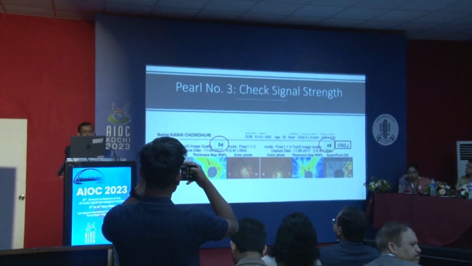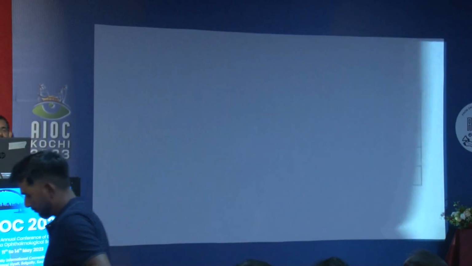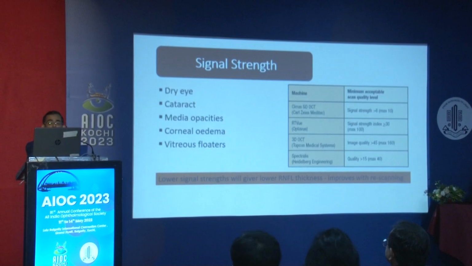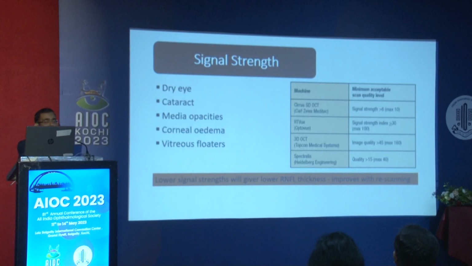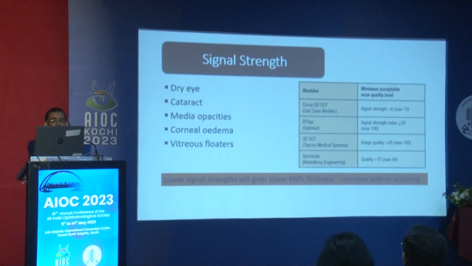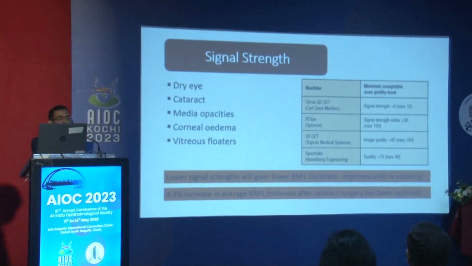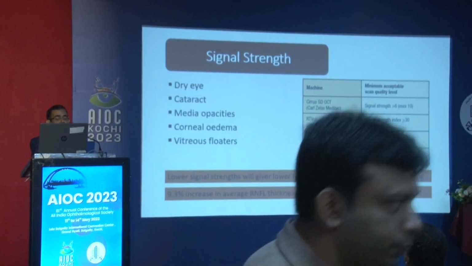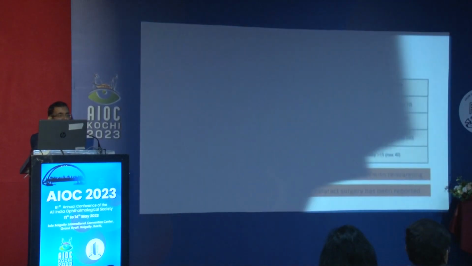Next, we must check the signal strength. Each manufacturer has a minimal acceptable quality. For Cirrus, it is more than 6. For Spectralis, it is more than 15. So we should remember that lower signal strengths will give lower RNFL thickness, which improves with rescanning. And a drop of lubricant will not only improve the signal strength but also the RNFL values. And it has been reported that there is a 9% increase in average RNFL thickness after cataract surgery.